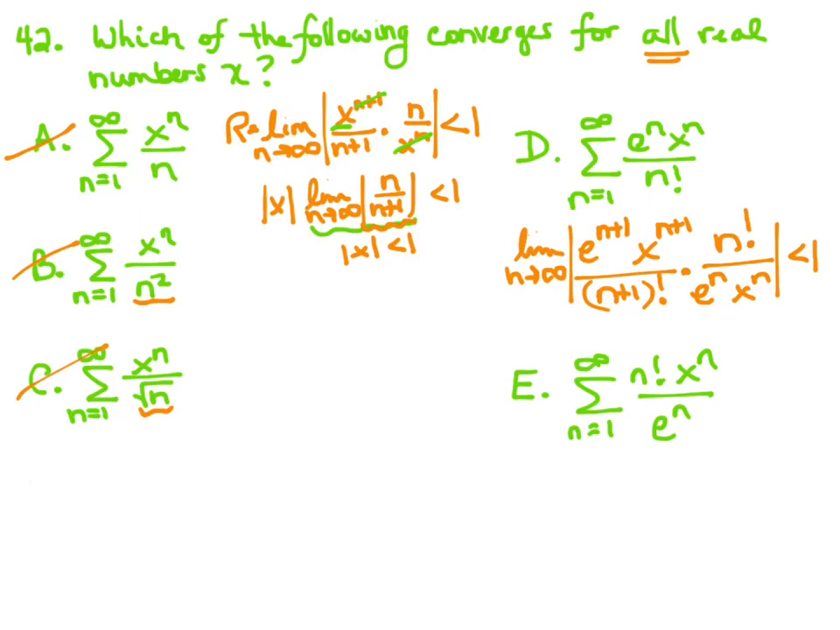All right, I'm going to do some simplifying here. The n factorial is going to divide out with the n plus 1 factorial. X to the n divides those out, leaving x, and e to the n divides out here, leaving e.